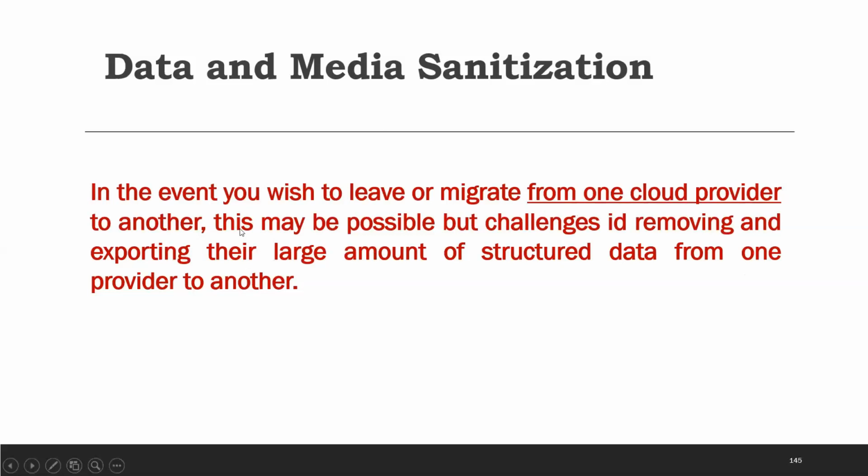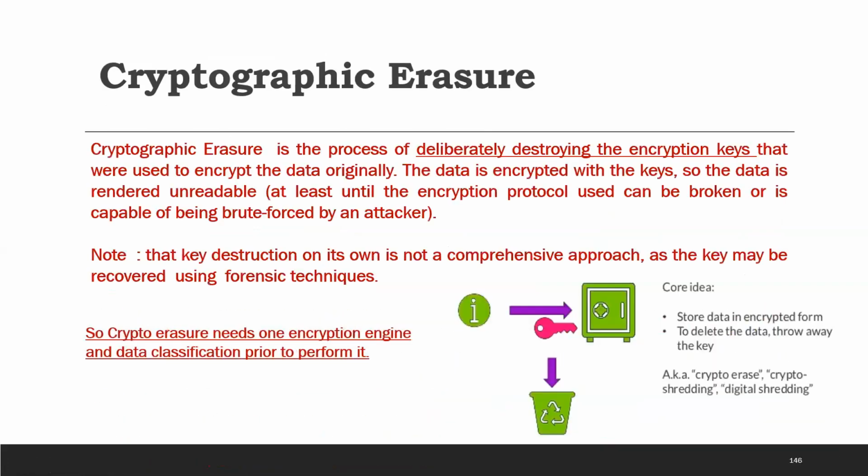So if you want to leave and migrate from one cloud provider to another, this may be possible, but the challenge is removing and exporting a large amount of structured data from one provider to another. ये बड़ा चैलेंज है जब हम डेटा किसी क्लाउड प्रोवाइडर से दूसरे क्लाउड प्रोवाइडर जाते हैं। क्रिप्टोग्राफिक इरेजर एक कंसेप्ट है जो क्लाउड में डेटा डिस्ट्रॉय करने का सबसे अच्छा तरीका है। तो as we have seen, क्लाउड में we don't have much control because all the encryption engine is with the cloud, data is with the cloud.